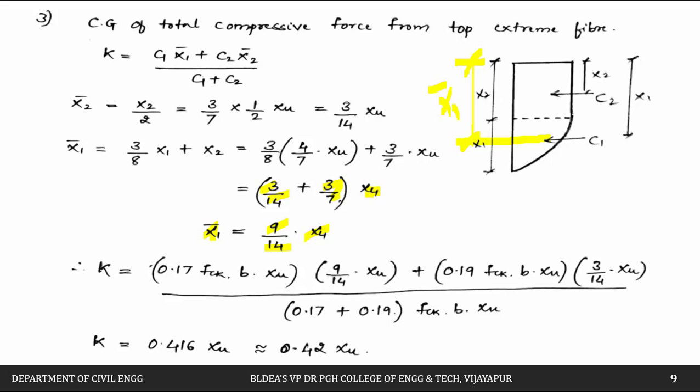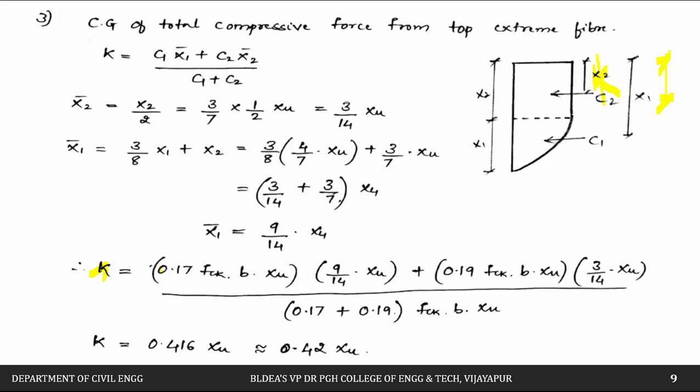From the top face, this is the distance at which this force C1 is acting. So now in this formula we will try to substitute. Already we have calculated the forces C1 and C2, and just now we have calculated x1 bar and x2 bar. If you substitute, we will get the value of K. That is nothing but K, the distance at which this is acting, which we have to calculate.